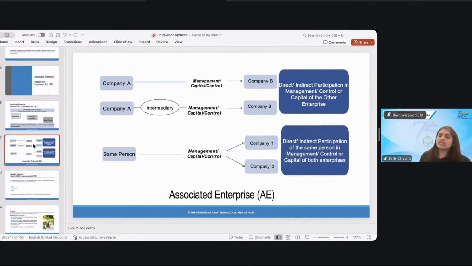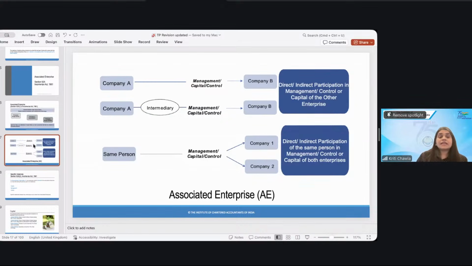So let's look at this concept using this particular example. Let's say that there is company A. Company A is participating directly or indirectly in the management, control, or capital of another enterprise, let's say company B. Well, then company A and company B will become associated to each other. Let's say that company A, through an intermediary, is participating in the management, control, and capital of company B. Well, then company A and company B will also be associated to each other.